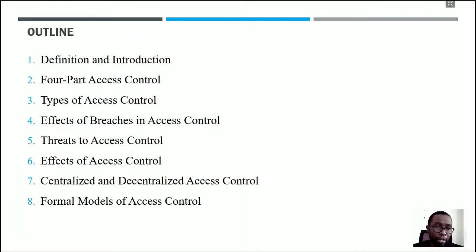But before we go far, let's go through the outline. We'll look at the definition and we'll have a brief introduction. And then we'll see the four-part access control, and then types of access controls, and then effects of breaches in access control, threats to access control, and then effects of access control and centralized and decentralized access control. And then finally, and most importantly, I would say for this lecture, is formal models of access control.